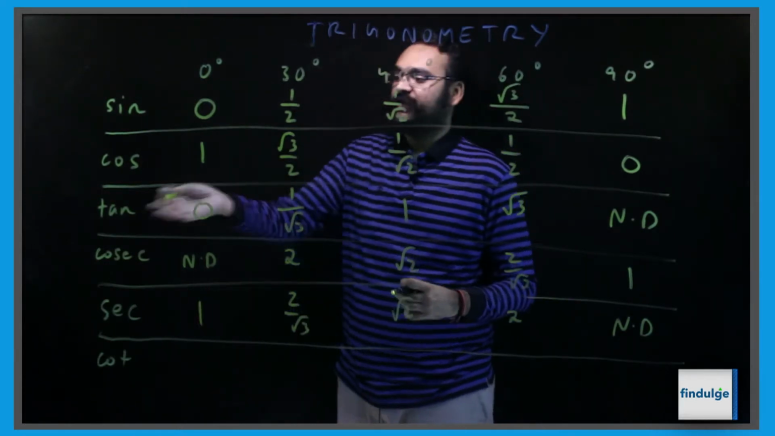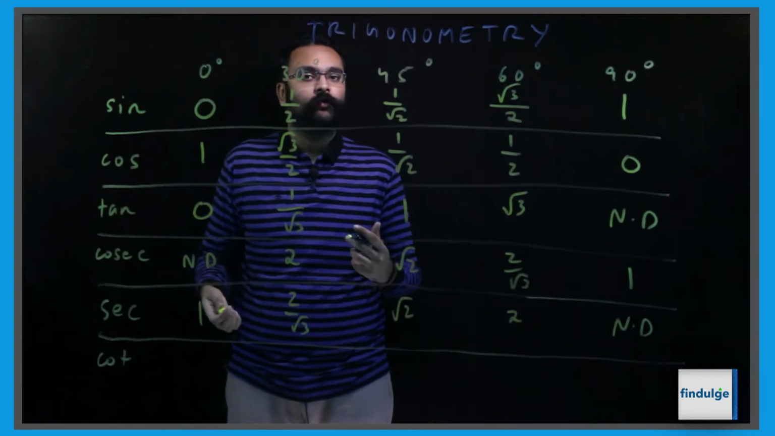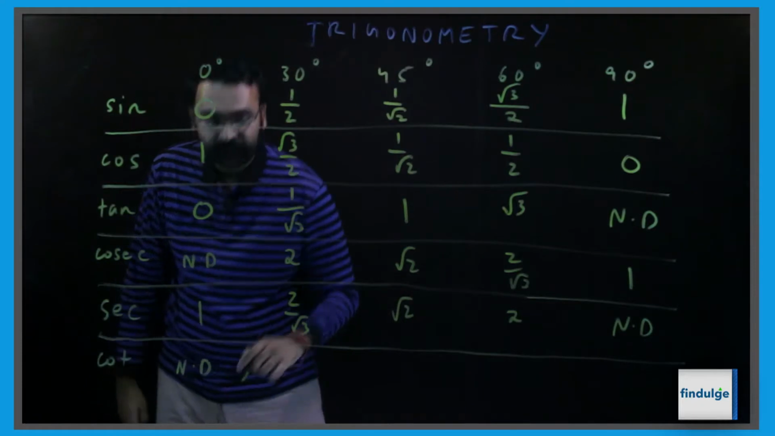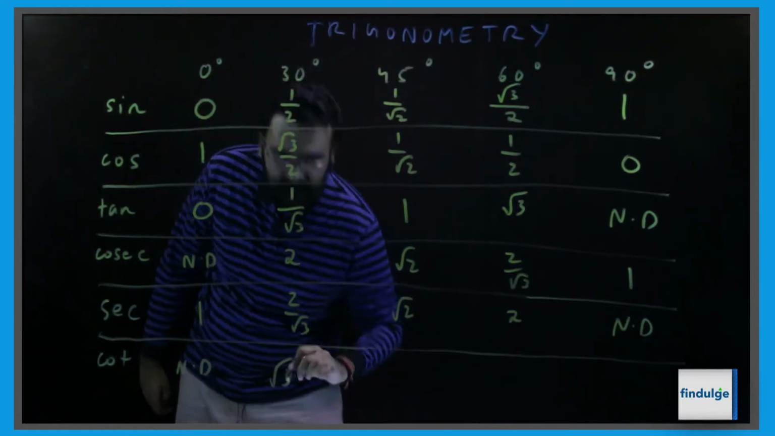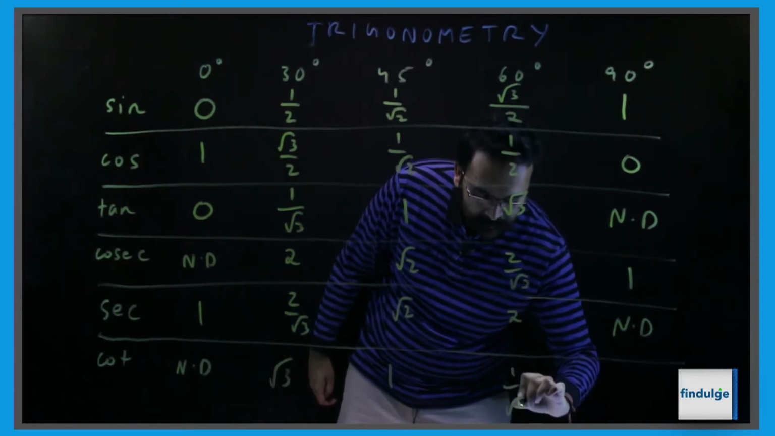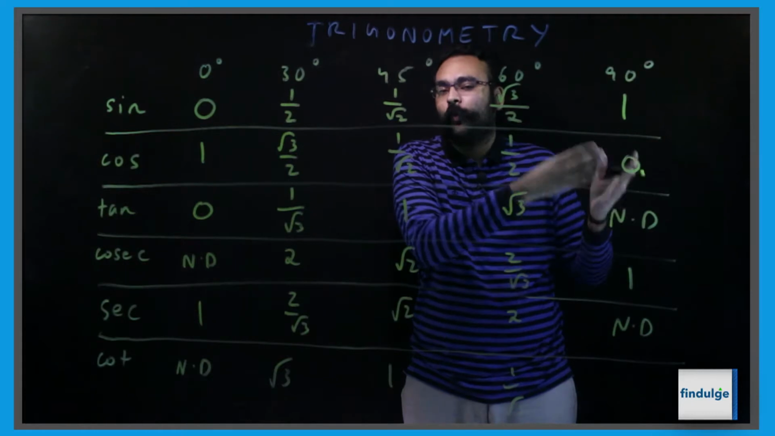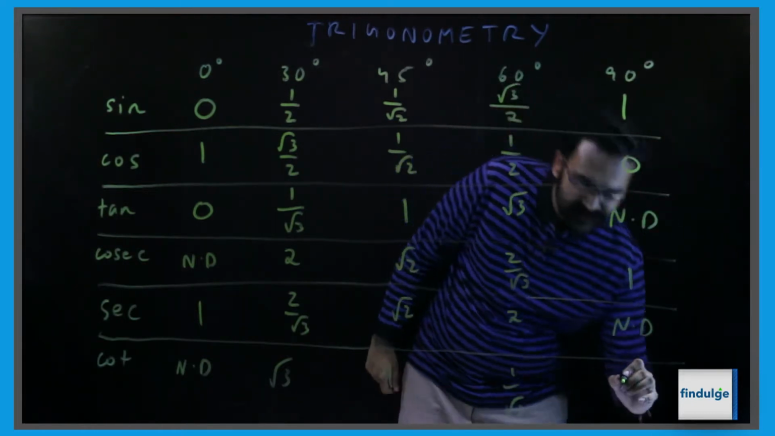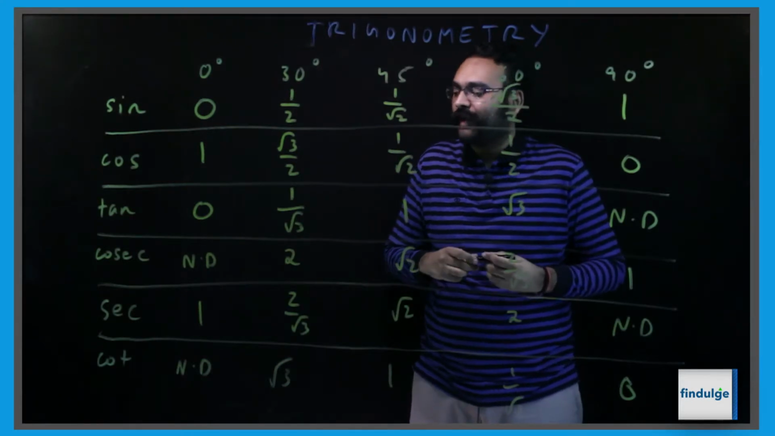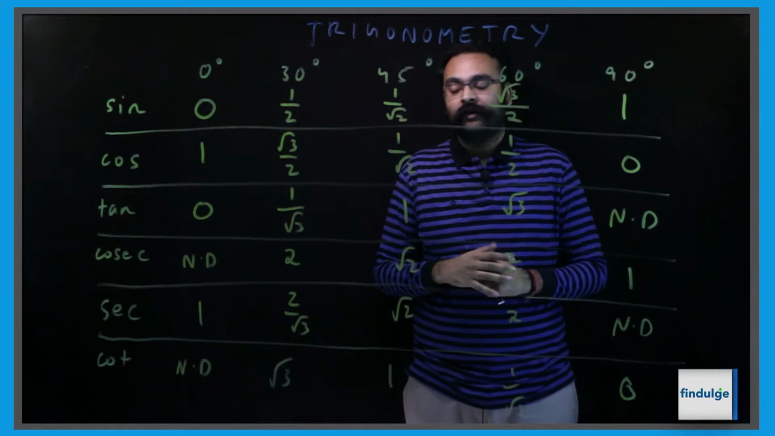Cot is the inverse of tan or cos upon sine, however you want to think about it. So again, not defined, root 3, 1, 1 by root 3, and now 1 upon not defined or 1 upon 0, just get back to 0. In fact, cot is also nothing but tan in reverse.